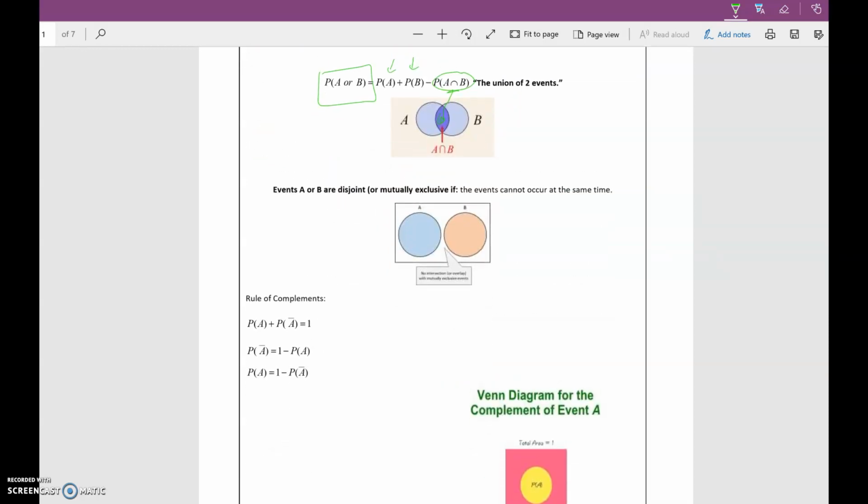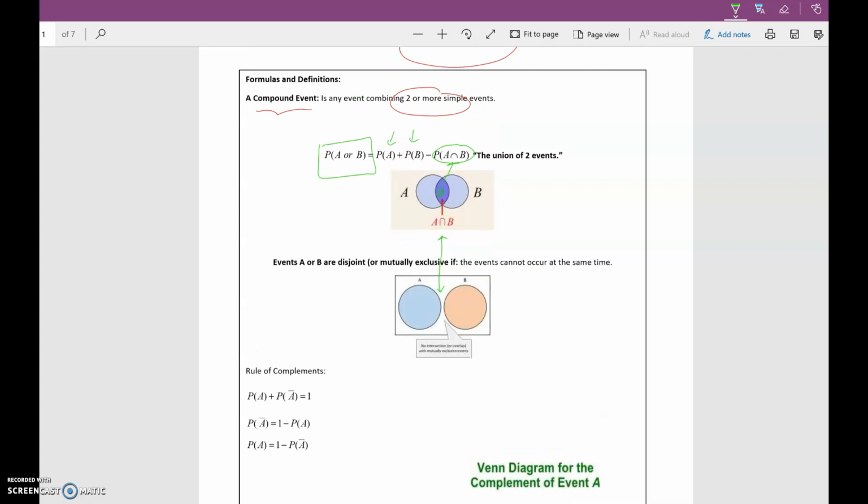Now, there are events where this portion is not going to have an intersection. Those events are mutually exclusive. They cannot occur at the same time. This other case is where both events can occur at the same time.